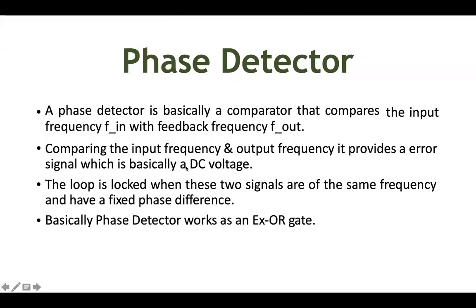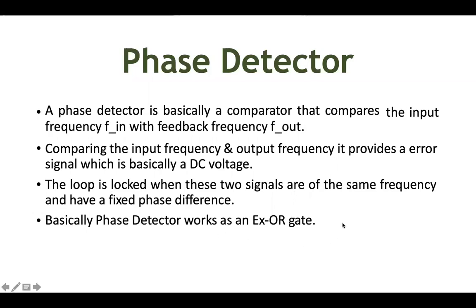Provides an error signal, which is basically a DC voltage. Fine. The loop is locked when these two signals are of the same frequencies, right? So it will try and adjust till the frequencies are the same. Once it is the same, the loop is locked and there's not going to be any changes. Our outputs are going to be as constant as a straight DC line.